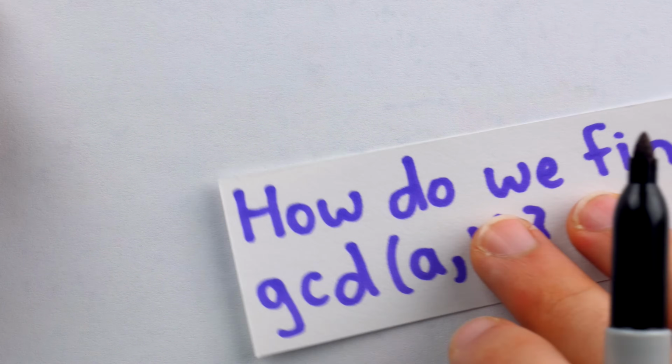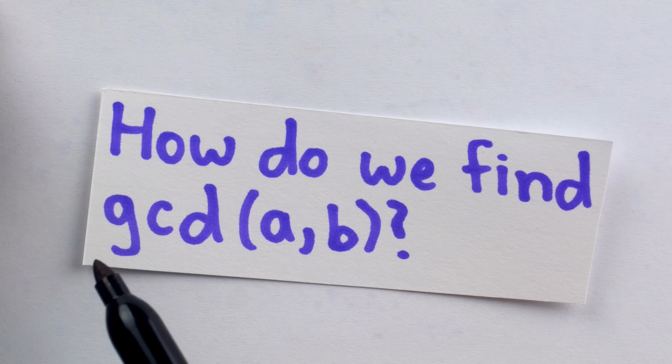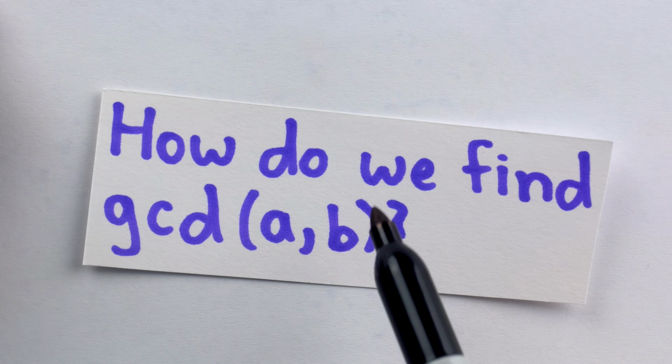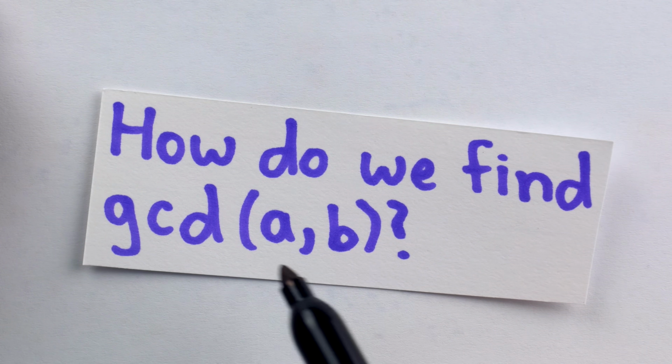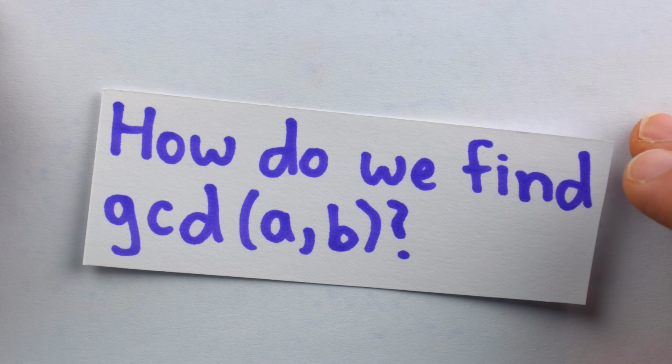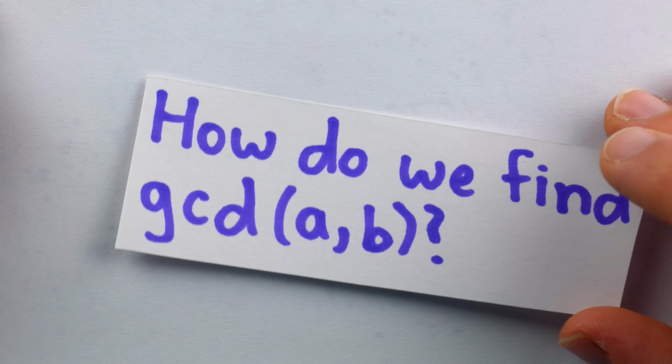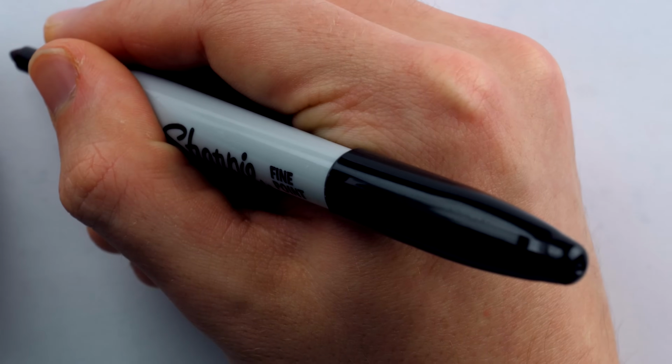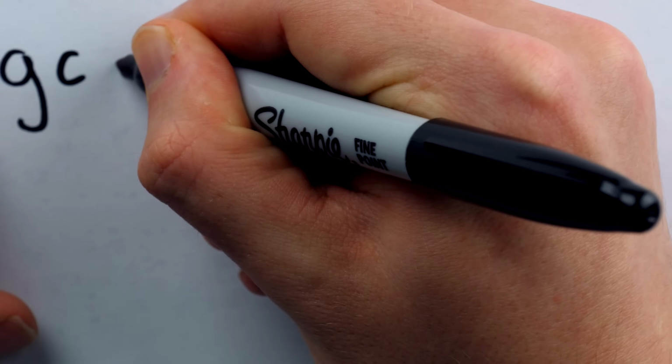We have two big questions to answer today. The first is, how do we find the greatest common divisor of two positive integers a and b? There are many different strategies for this, but we will be doing it with a classic ancient algorithm from Euclid. Of course, it's critical that you understand what the greatest common divisor of two positive integers even is.